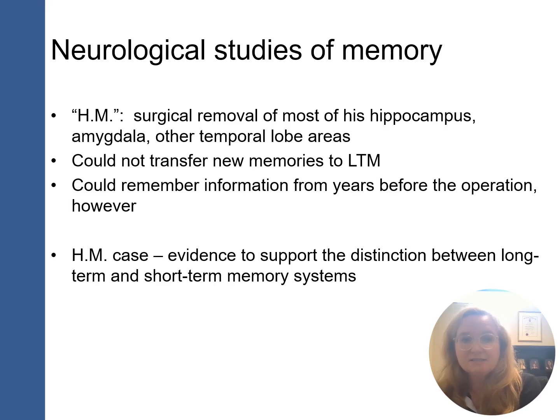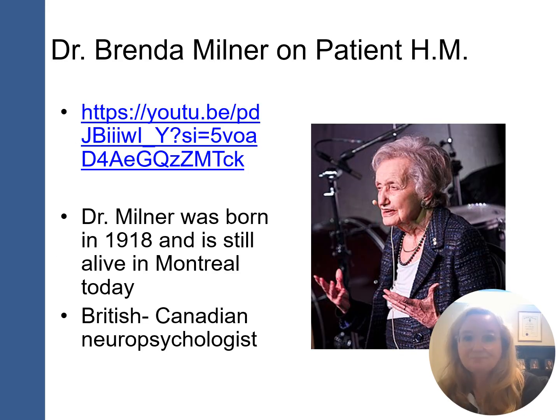So the HM case and other similar neurological cases are evidence to support the distinction between long-term memory and short-term memory. It's not just a theoretical cognitive construct. There's probably a neurological mapping of short-term memory and long-term memory systems. And it's not just HM. We've seen lots of patients who have had problems with long-term memory or problems with short-term memory, that are separate problems based on where the damage is from: a surgery, a tumor, a stroke, all kinds of things that can happen to the brain.